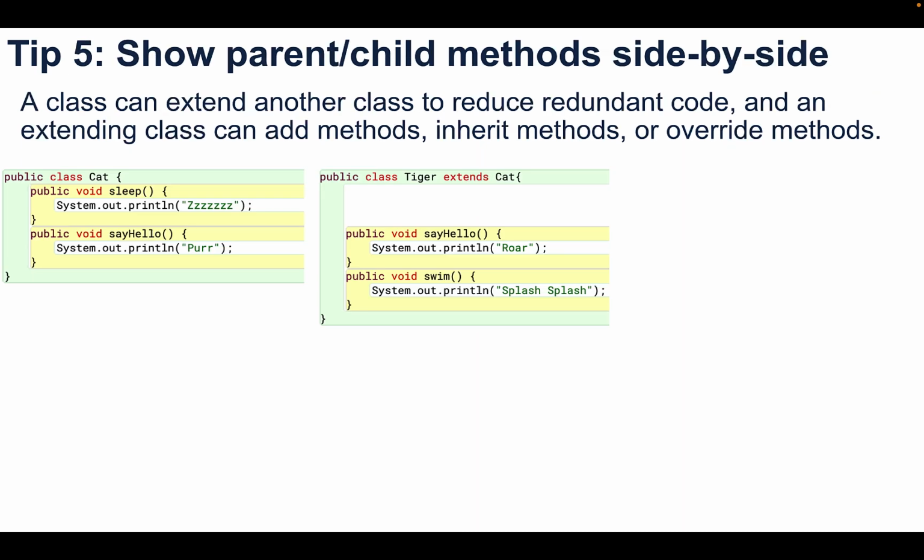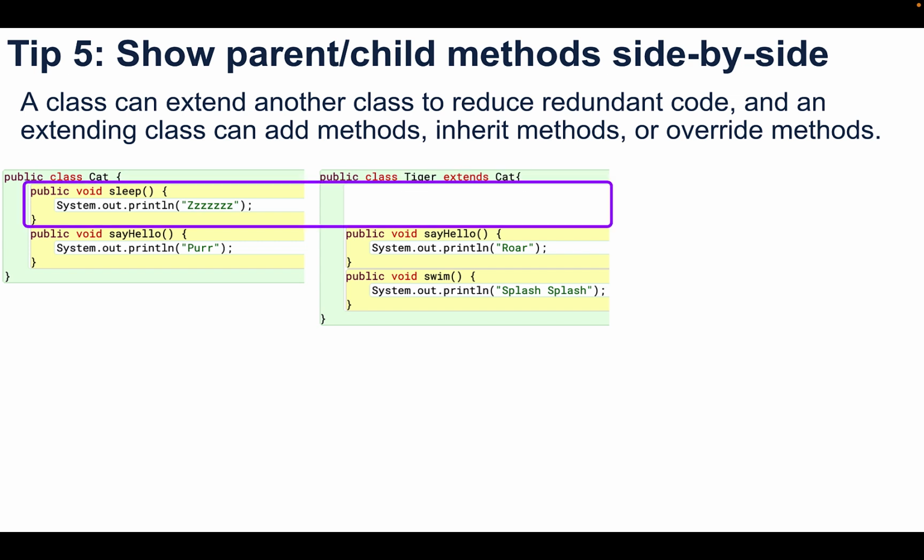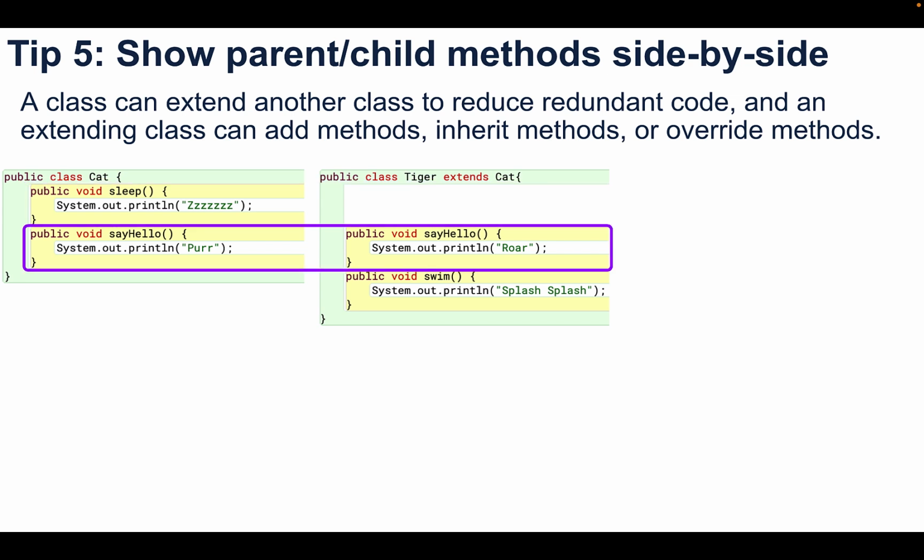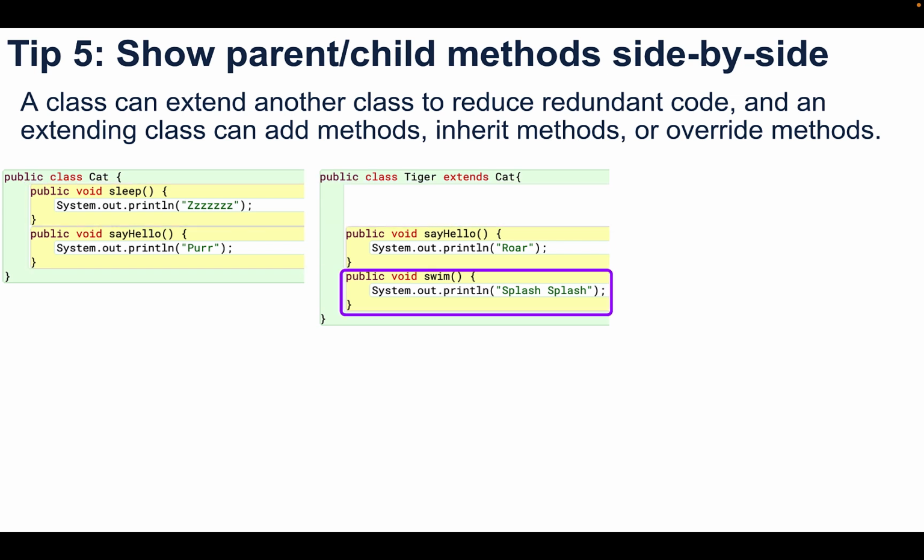Okay, tip 5, show the parent-child methods side by side. So one of our sentences is a class can extend another class. Okay, so here we've got the tiger class that extends cat. And you can see when we start showing it with inheritance, we actually just erase that sleep method because here tiger inherits the sleep method of the parent. Here, tiger overrides the method of the parent, and then it adds that method swim.